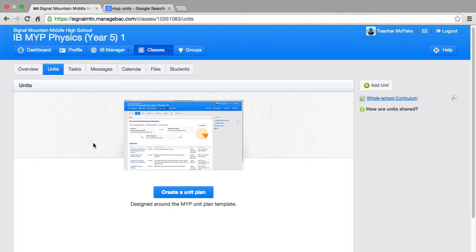In order to understand how all the things in the unit tie together, we need to start with a big picture view, and then we can get more detailed. In this video, we're going to look at that big picture view that helps us understand what we want the students to know at the end of the unit. I'm going to start by clicking on Create a Unit Plan.